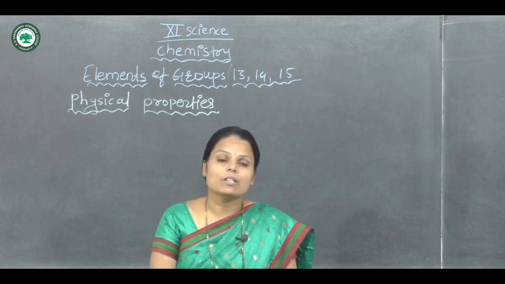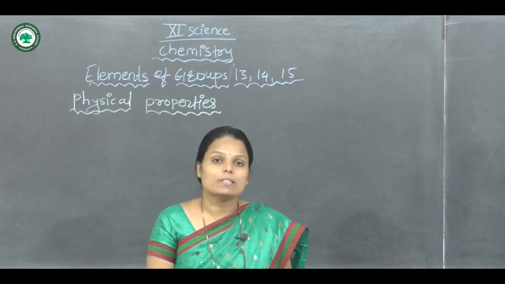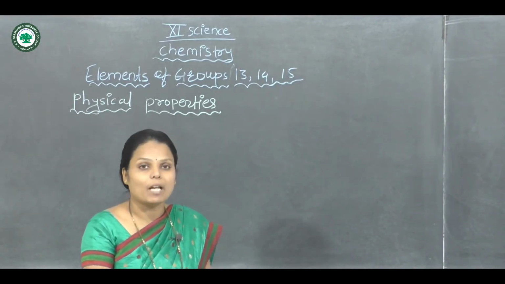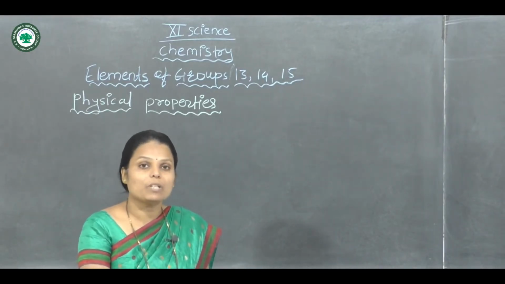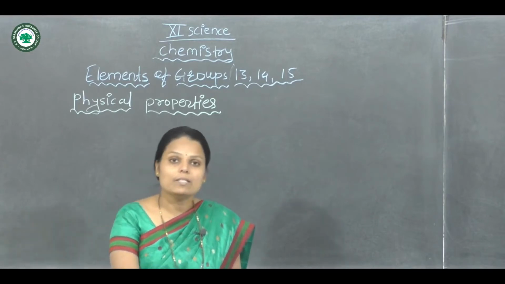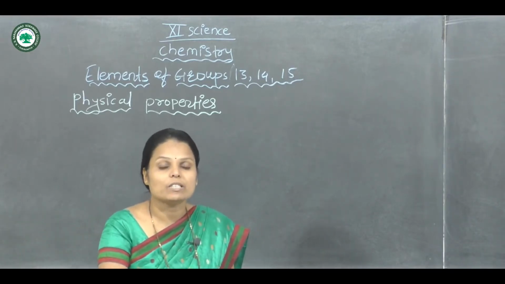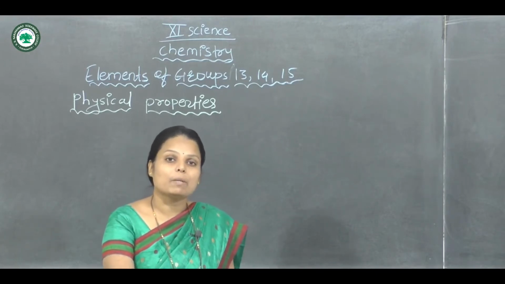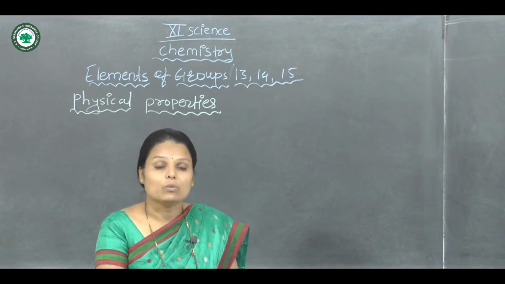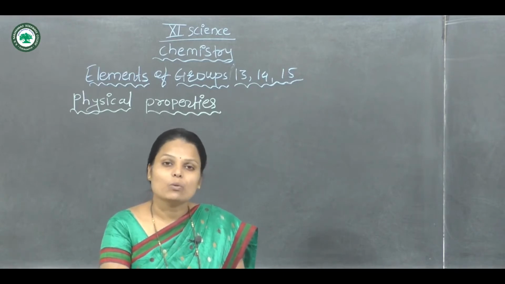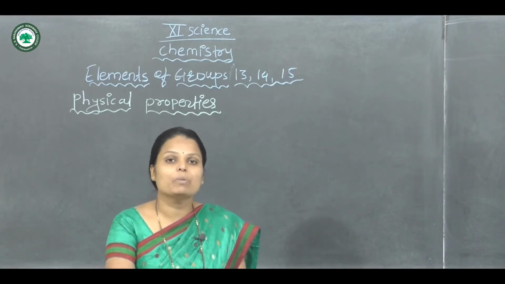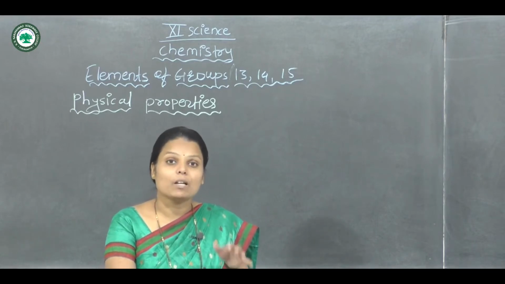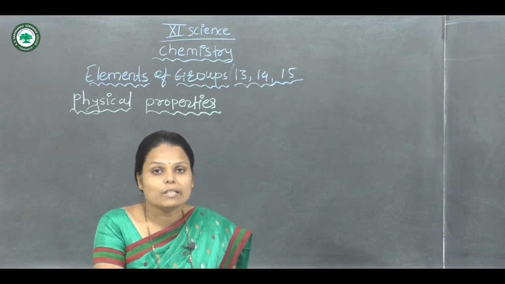In the last lecture, we discussed the 11th standard science chemistry subject, chapter number 9, elements of group 13, 14 and 15. In the previous lecture, we discussed the elements of group 13, the boron family. Group 14 is the carbon family, and group 15 is the nitrogen family. We discussed the elements of all these families in the last lecture.